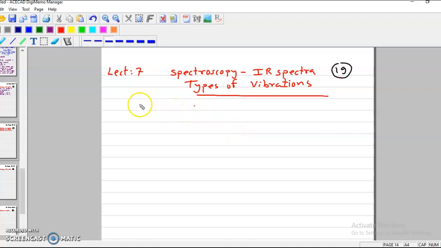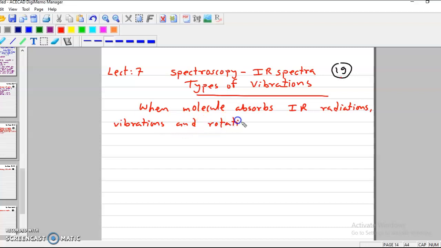Okay. Normally, when a molecule absorbs infrared radiations, vibrations and rotations of atoms within the molecule appear.